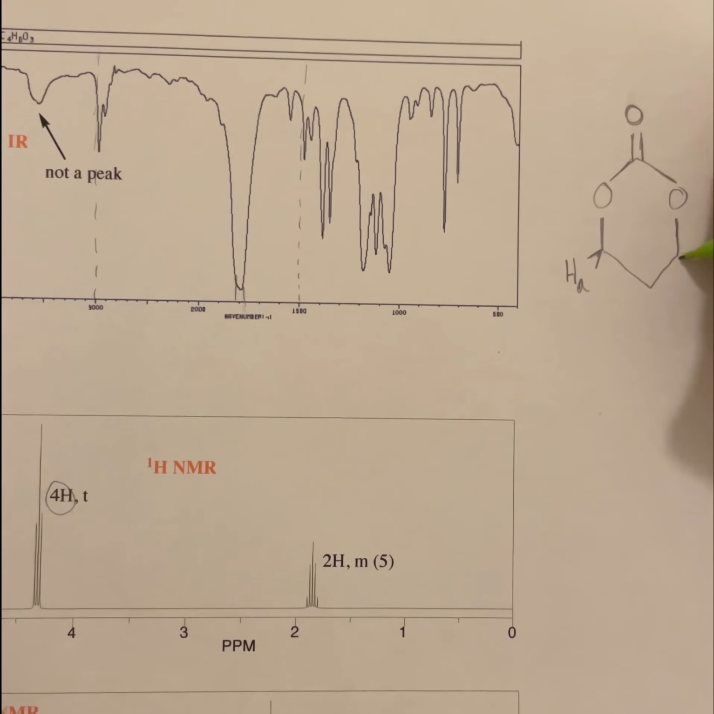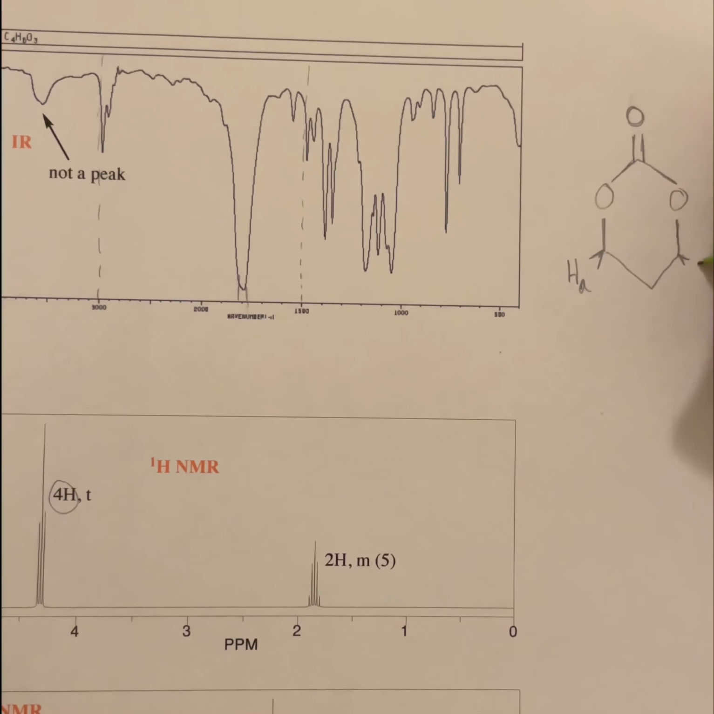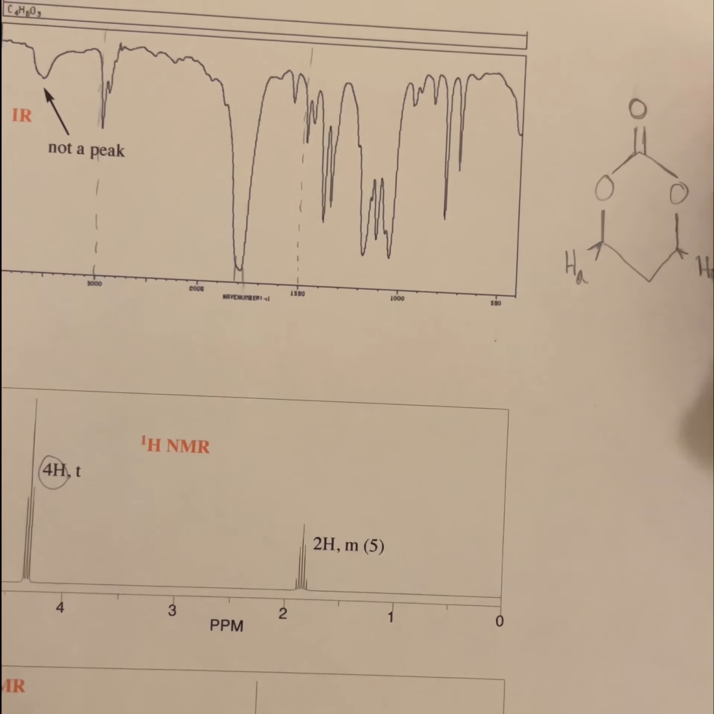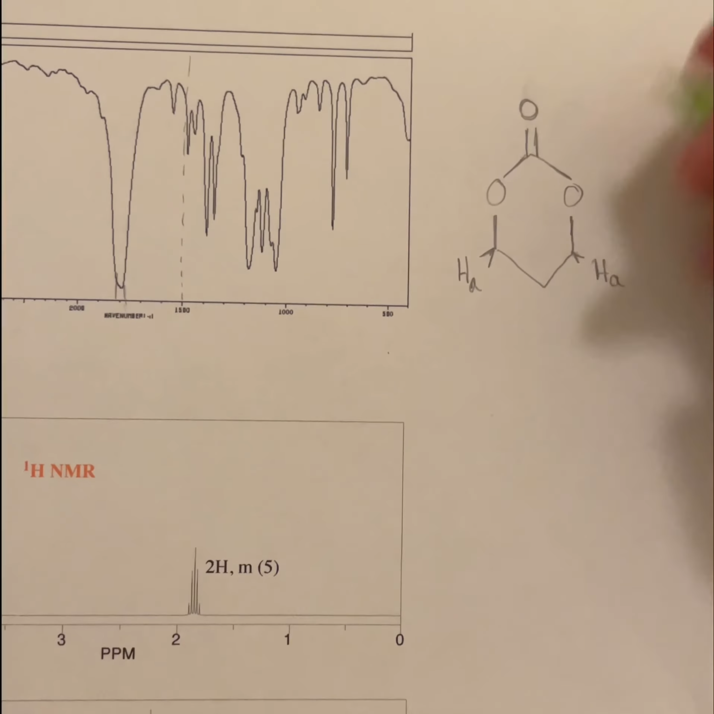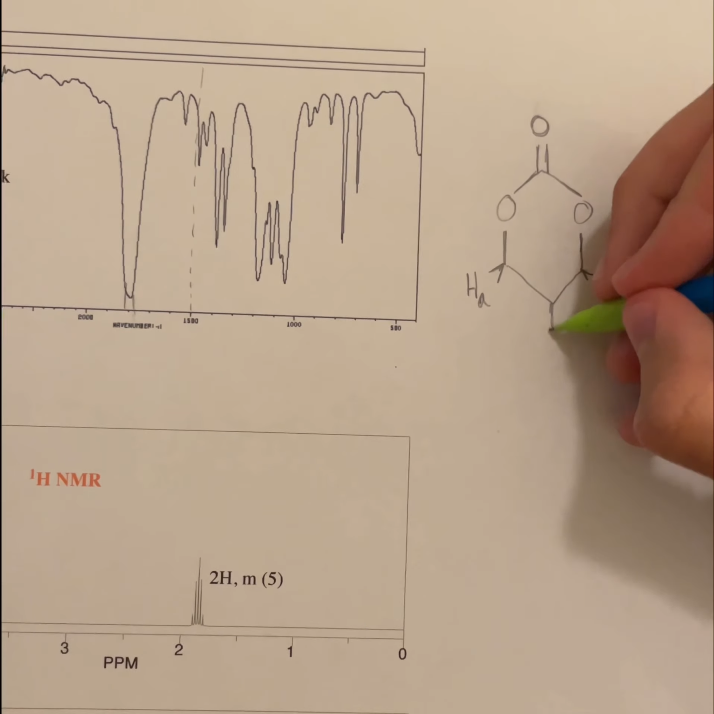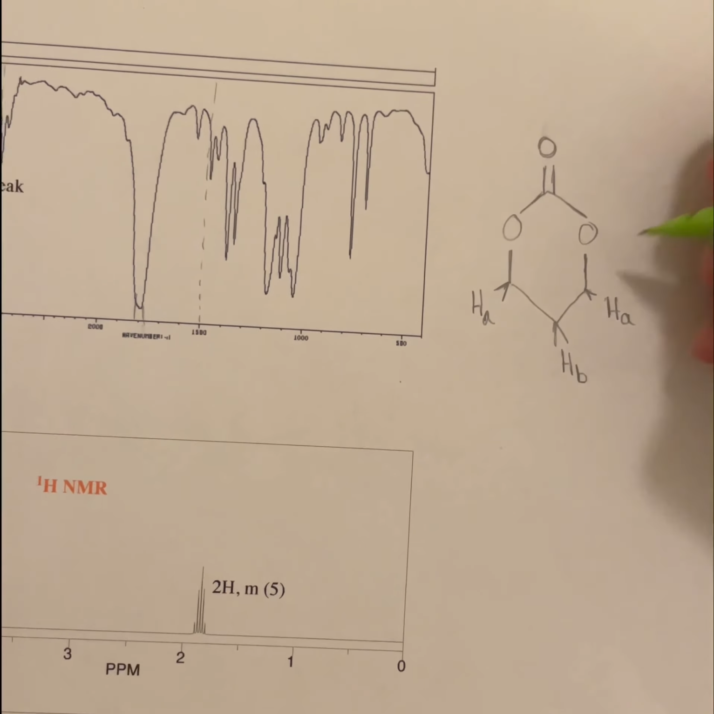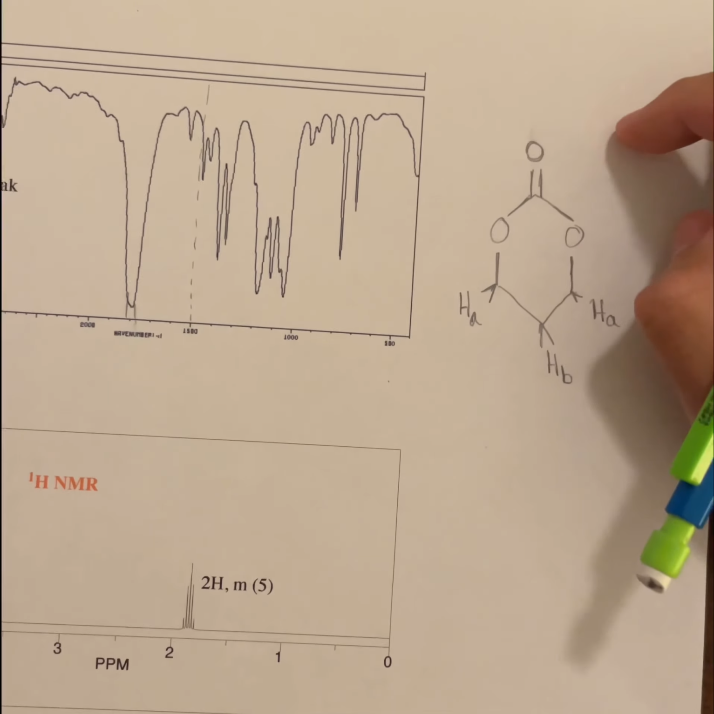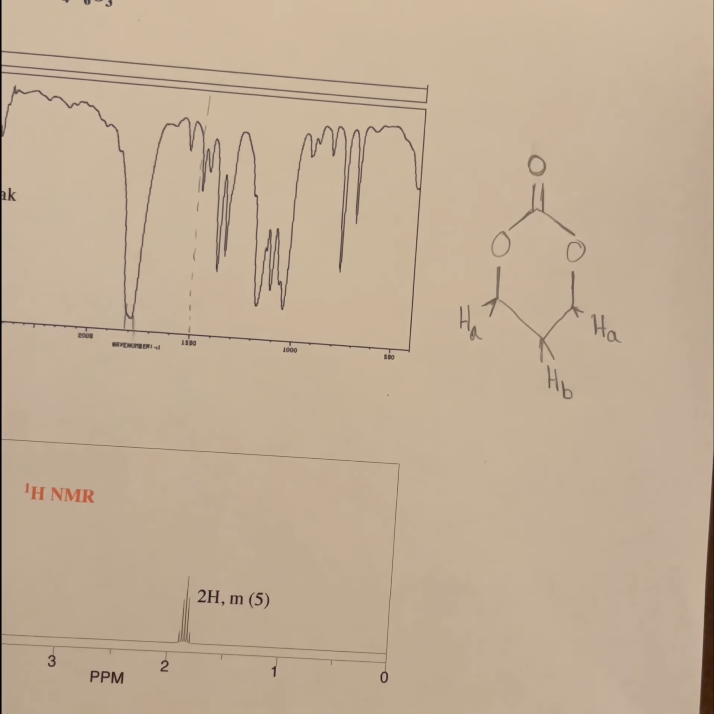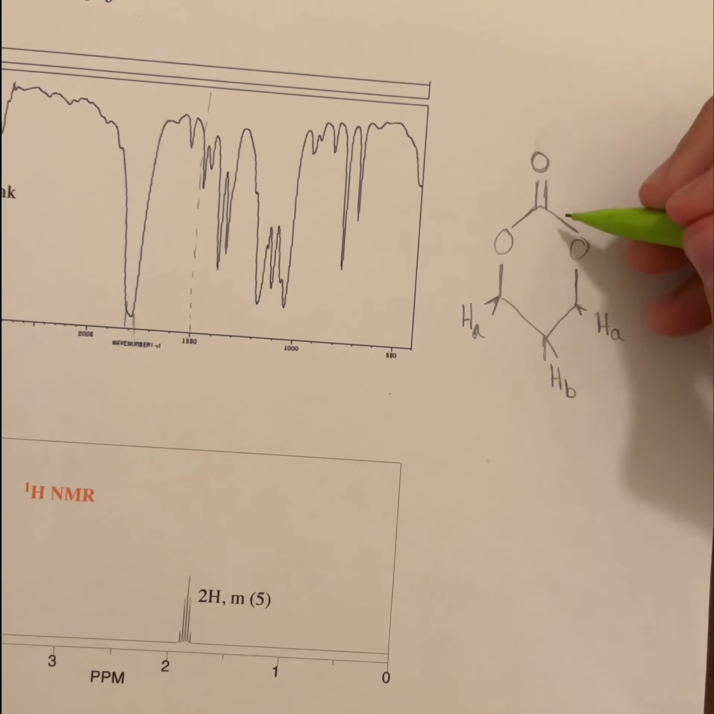HA, and it would be matching with this, which also would be HA since it's symmetrical, and then this would be HB, and that would give us 6 hydrogens. So this was all we needed for the structure.